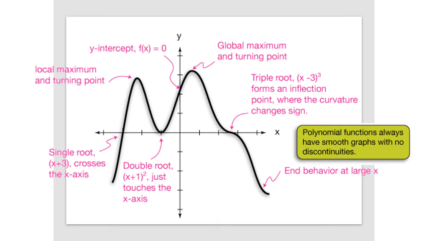This picture is a good visual of all the things you're going to be seeing and possibly sketching, so you might want to listen to this and then pause and copy it. But polynomial functions always have smooth graphs with no discontinuities. So polynomial graphs are never discontinuous. And then as we go left to right, you can see we have a single root, which just crosses it once, a double root, which touches it, then turns back around, and then a triple root, an inflection point, which does a little wiggle.